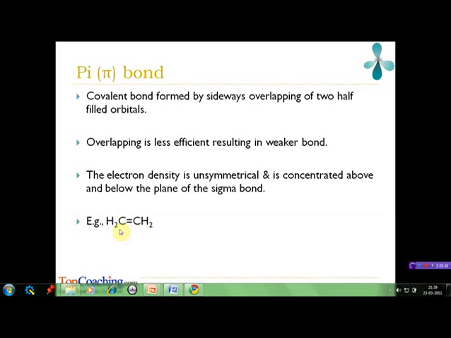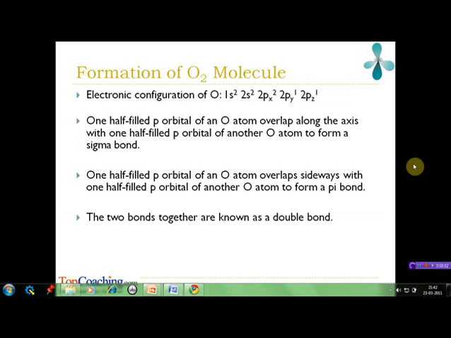Example is ethylene, that is C2H4, in which this double bond is formed by one sigma bond and one pi bond. When we go through the hybridization in this molecule, we'll learn how exactly this bond is formed.